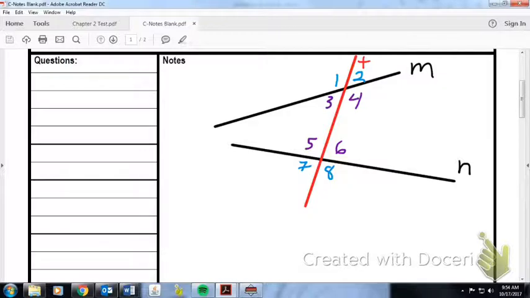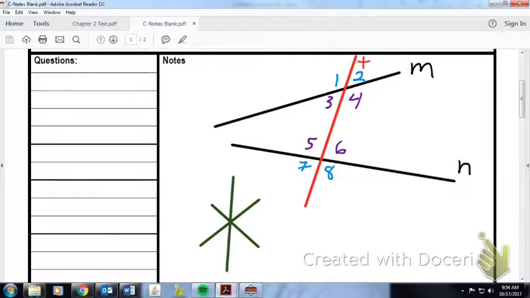Okay, and we're back. Here we have 2 lines, M and N, and then we have a transversal, T. The transversal is the line which intersects both of the others at distinct points. What I mean by distinct points is that they don't all intersect at the same point, okay?